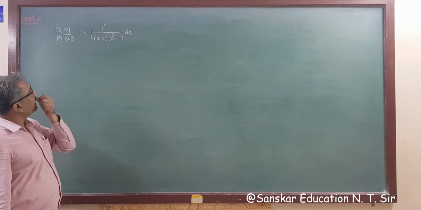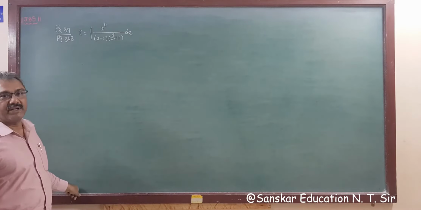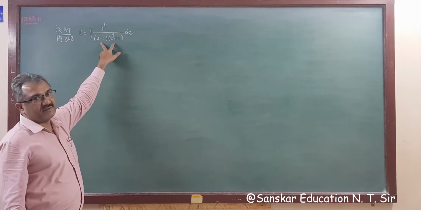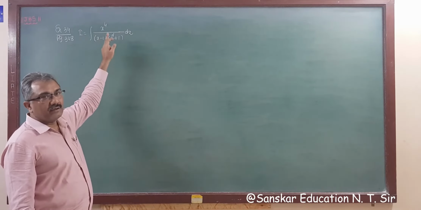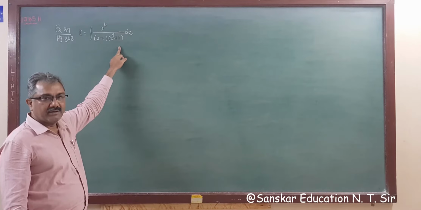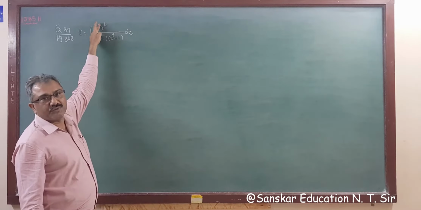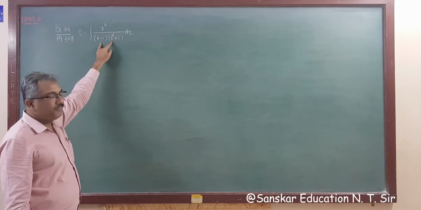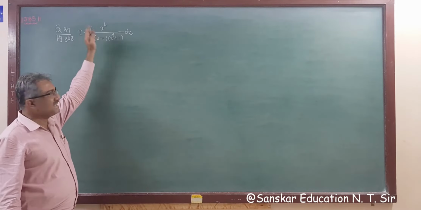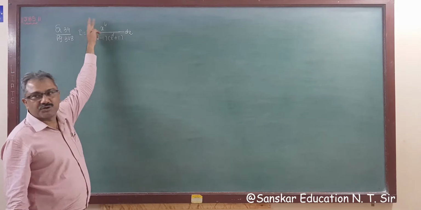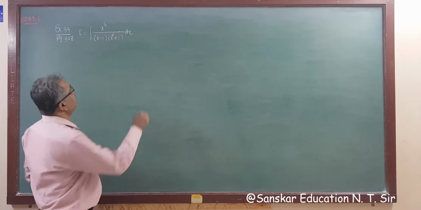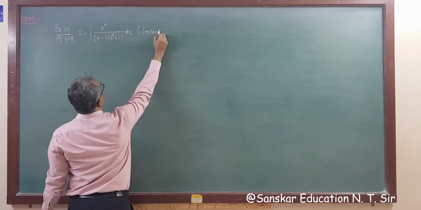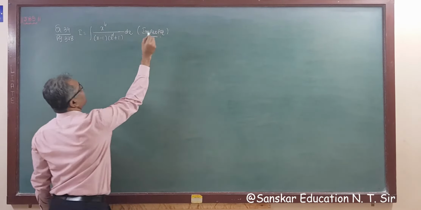Example number 39, page 348. Given that I is equal to the integration of x raised to 4 upon x minus 1 into x square plus 1 dx. See, x minus 1 is a linear factor, x square plus 1 is a quadratic factor, and the numerator is x raised to 4. If we multiply the denominator, the power of the denominator is less than the power of the numerator. So this is not a proper rational function, this is an improper rational function.